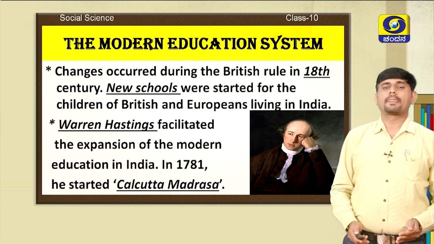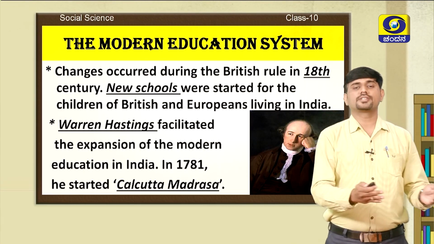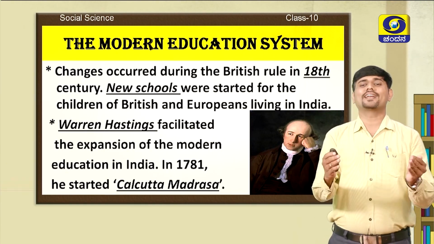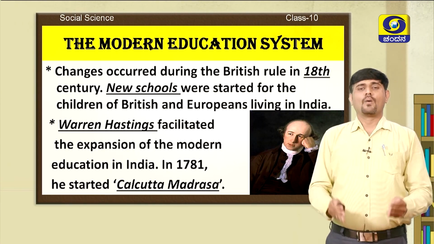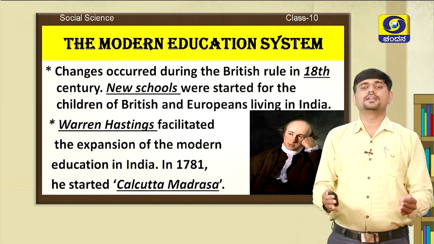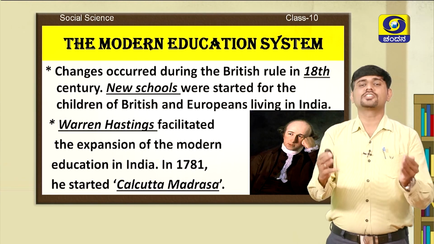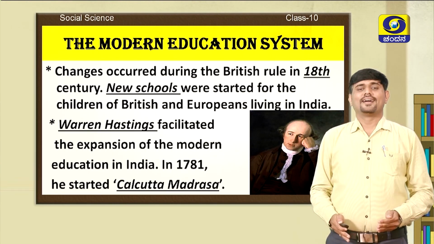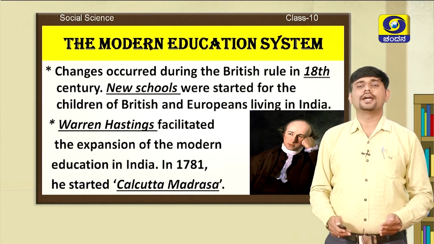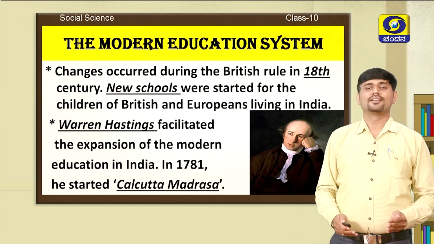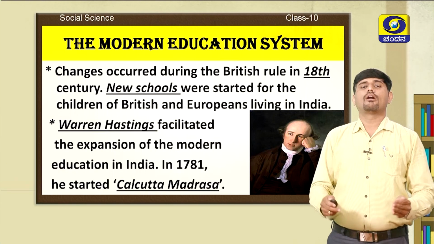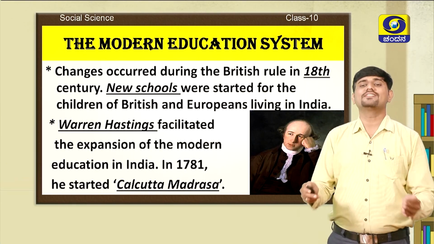Dear students, that was the land reforms and the impact of the land reforms. Let us study the next concept here, the modern education system. What was the impact of the British rule in India? In that, especially the modern education system. Several changes occurred in the education system of India during the British rule in the 18th century. New schools were started for the children of British as well as Europeans living in India.